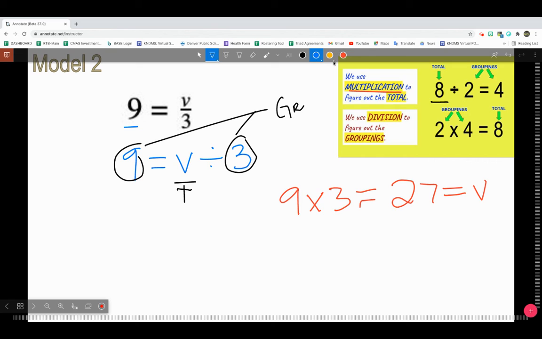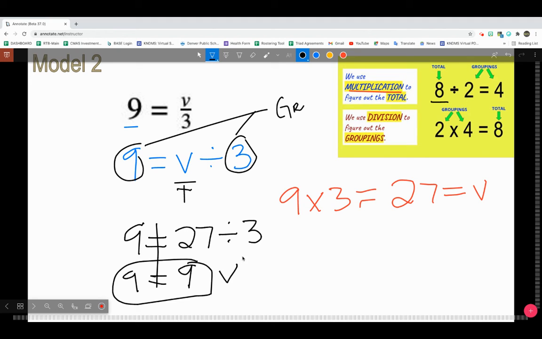So I'm going to go ahead and take my 27, rewrite my equation, and instead of putting v, I'm going to put 27. I'm going to substitute 27 for v. Write out the rest of my equation. So 9 equals 27 divided by 3. I do know that 27 divided by 3 equals 9. And I can see that this is true because 9 is equal to 9, which means that my answer is 27.